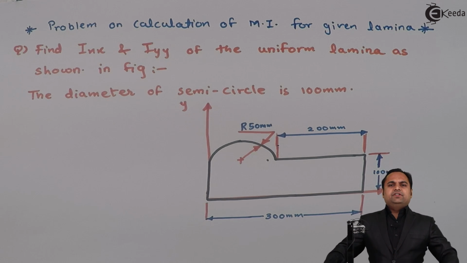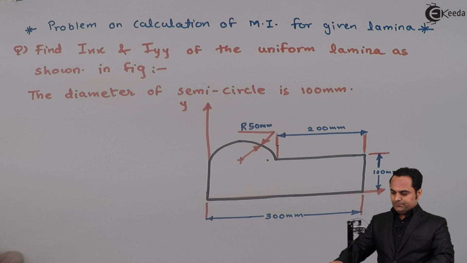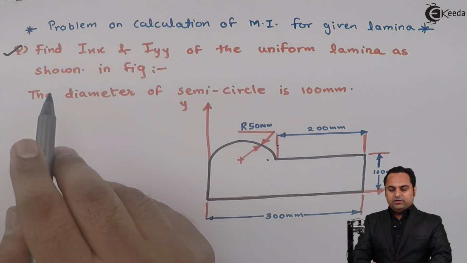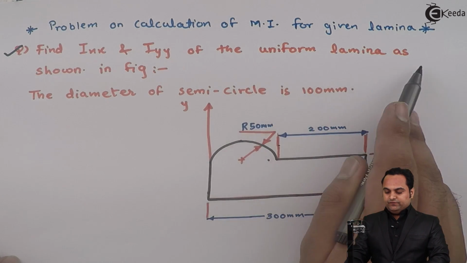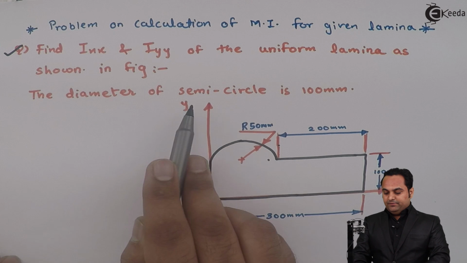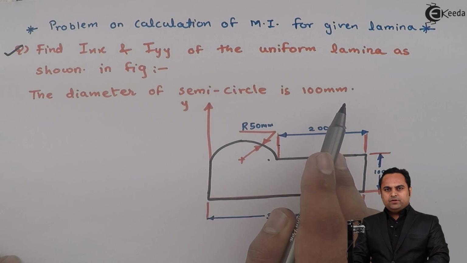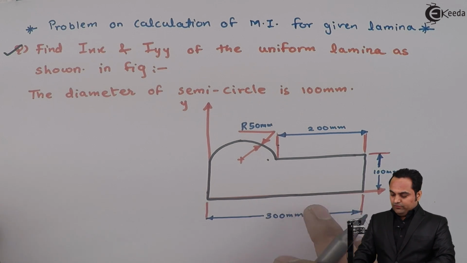Hello friends, here in this video we will see a problem on calculation of moment of inertia for a given lamina. Here we have a question. Find Ix and Iyy of the uniform lamina as shown in figure. The diagram is given. The diameter of the semicircle is 100 mm. So we have to find Ix and Iyy for this lamina.